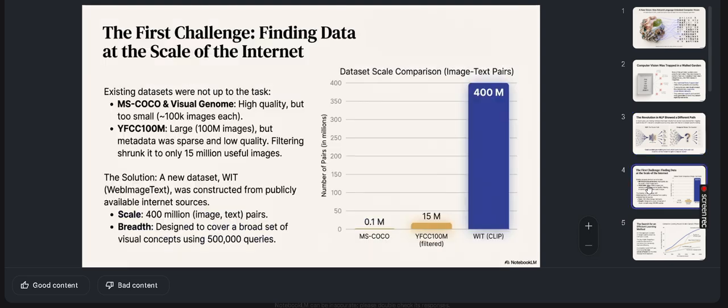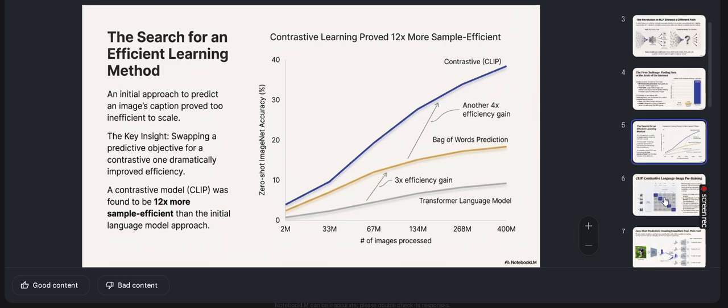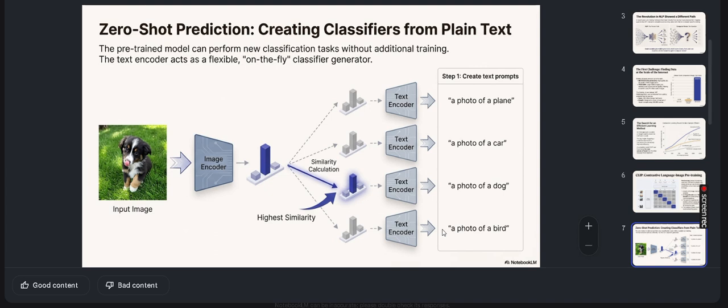We already saw the 400 million data, and then the best way to learn from it was contrastive training in CLIP, and we had to maximize this. See, we have to maximize the diagonal entries and minimize the other entries. The core idea was this, so that we learn which caption is best for which image. And then zero-shot prediction: the pre-trained model can perform new classifications without additional training. On the go, you can just give the image and all the text prompts, it will calculate similarity, and on the fly you can give it new prompts and it will learn it.